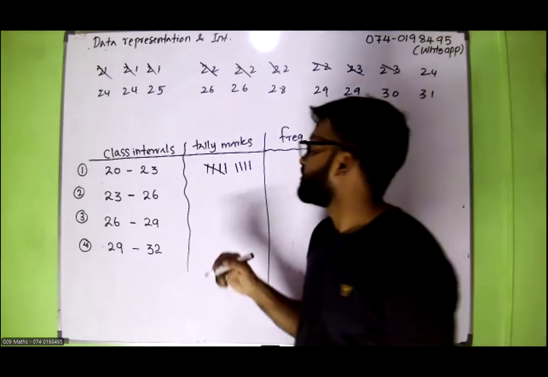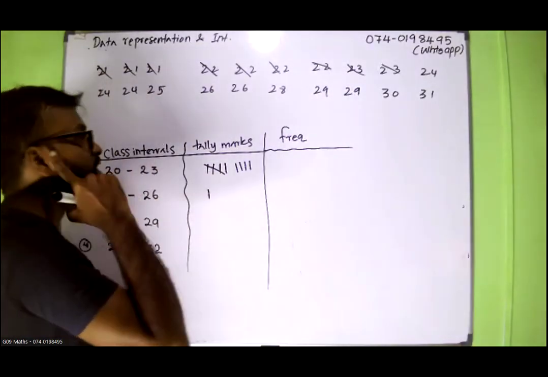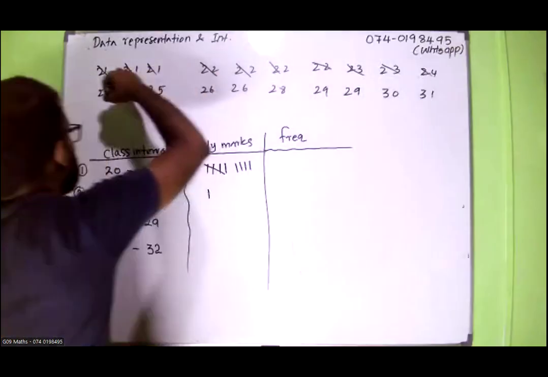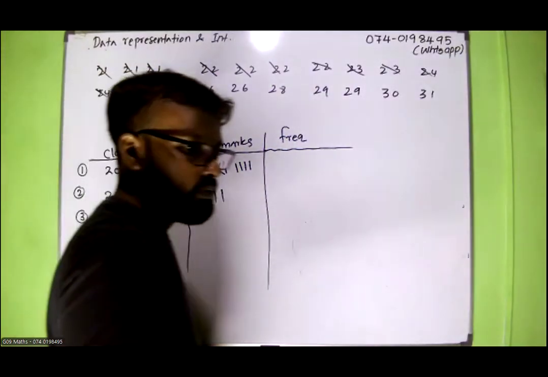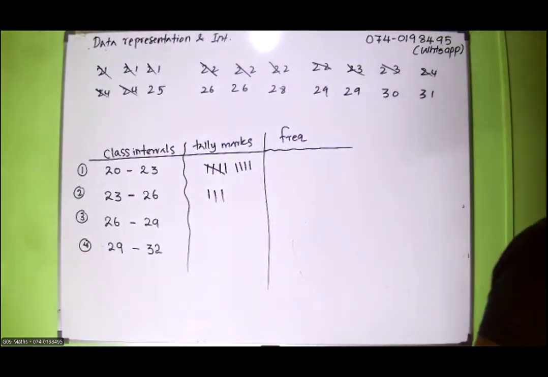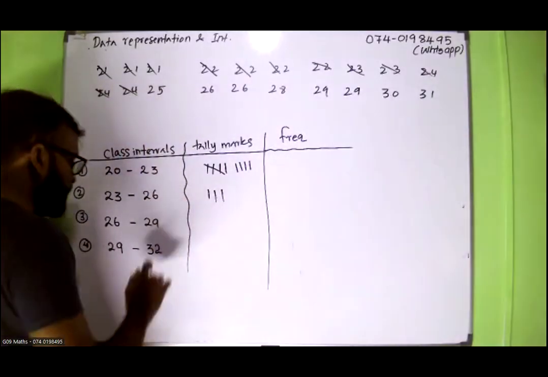Yeah, second one. 24 belongs to this, greater than 23. So this one here, this one here, and 25. Now 25. Which class interval? 1, 2, 3, 4.